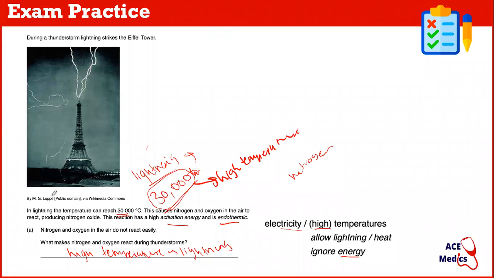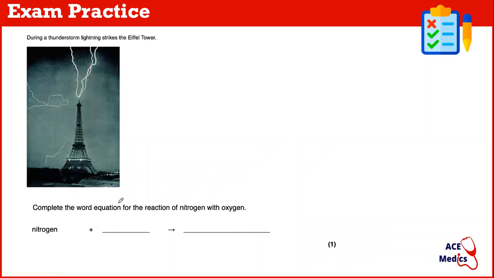All right, everyone. I hope everyone's back from their break. We're going to start up again doing the last few bits of these exam questions before we move on to combustion and thermal decomposition, stuff like that. So the next question that we have is, during a thunderstorm, lightning strikes the Eiffel Tower. Complete the word equation for the reaction of nitrogen with oxygen. So we want a word equation here. So what do we think the answer to this question is?